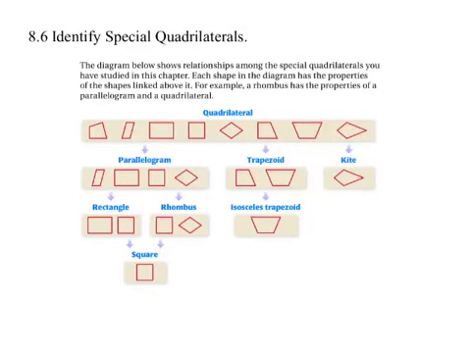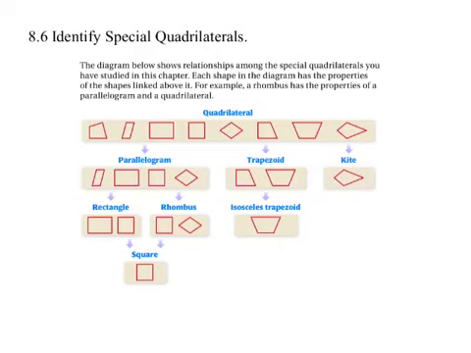Section 8.6, identifying special quadrilaterals. I cut and pasted this out of the book. Let's look it over. The diagram below shows relationships among the special quadrilaterals you have studied in this chapter. Each shape in the diagram has the properties of the shapes linked above it. For example, a rhombus has the properties of a parallelogram and a quadrilateral.